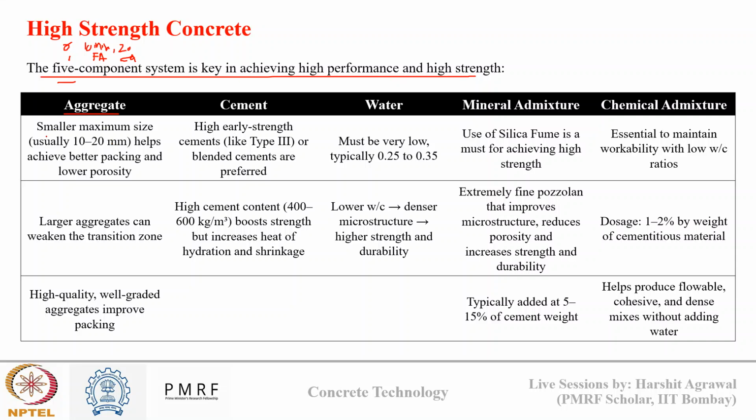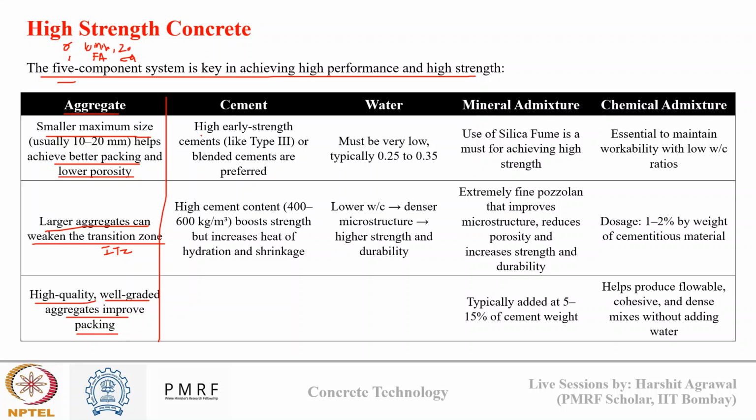For aggregates, we generally use a smaller maximum aggregate size so that we can achieve better packing and lower porosity. Why? Because larger aggregate can weaken the transition zone, the ITZ. That's why we prefer a smaller aggregate size with high quality, well graded aggregate having improved packing density. So this is the demand of aggregate for high strength concrete.